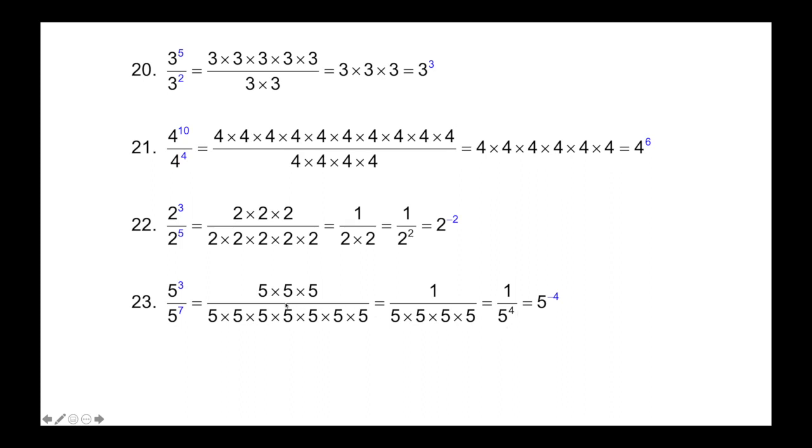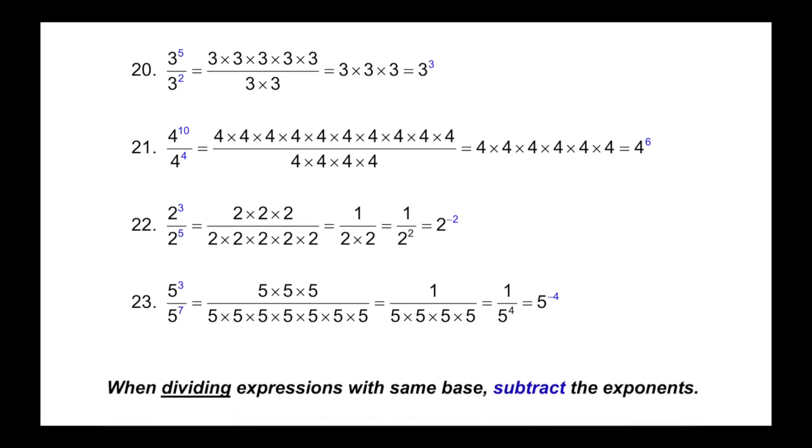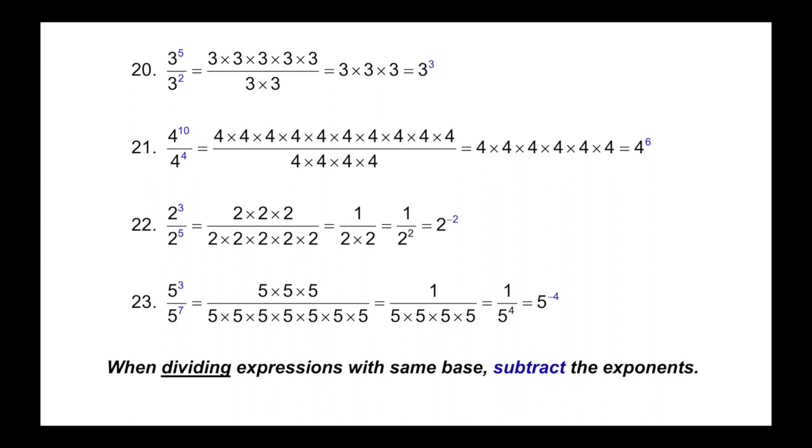Or if you look at the expanded version, if I've got 3 in the top and 7 in the bottom, 3 sets of them will cancel, and I'll still have 4 left in the bottom. So once again, subtracting always the top exponent minus the bottom exponent. So when dividing by expressions with the same base, we're going to subtract their exponents.